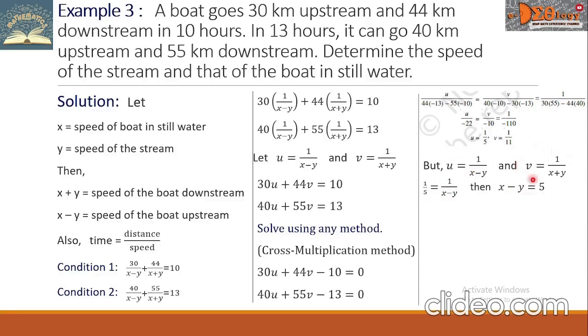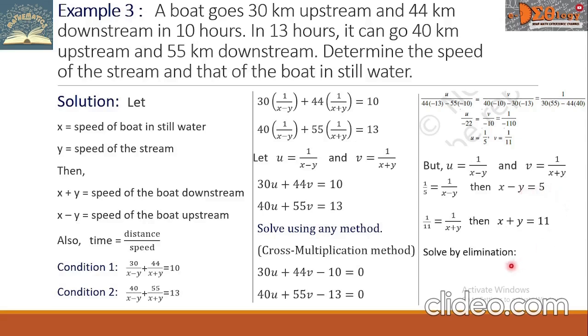Now, for the v, we will use this equation. We substitute the value of v in here. So we have 1 over 11 equals 1 over x plus y. When we cross multiply, we will get x plus y equals 11. We have here now two equations with variables x and y respectively. Let us now solve for x and y.